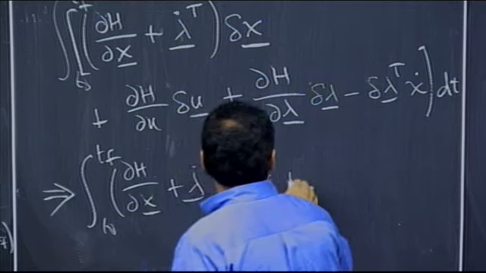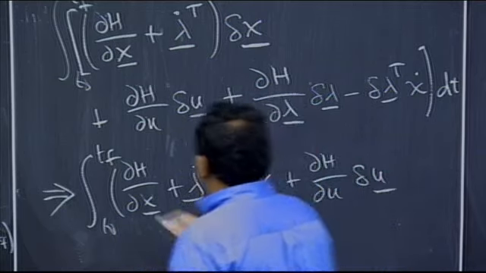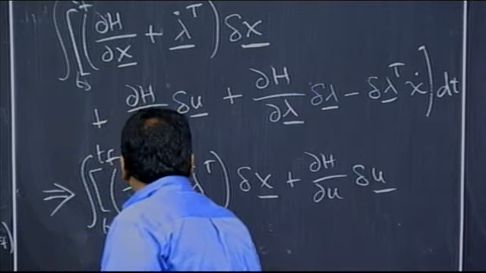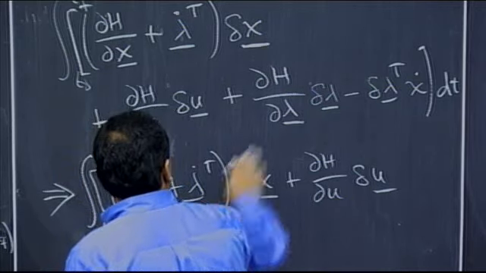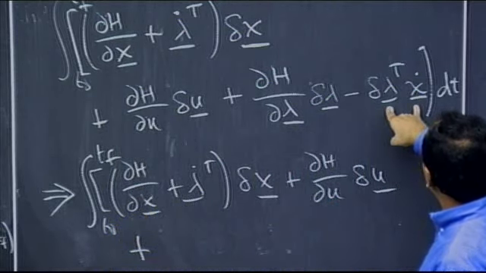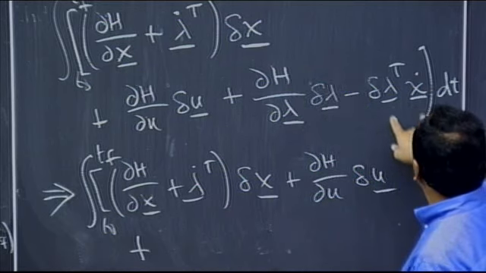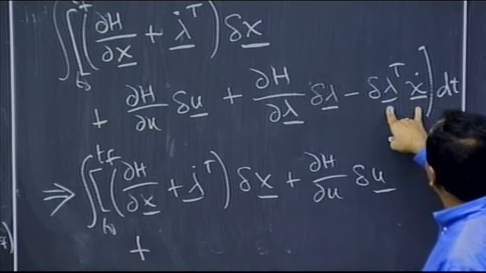And then you get plus the partial of h with respect to u times the variation in u. Now, if you look at the terms over here, you'll see that everything in here is a scalar. Partial of h with respect to lambda times variation in lambda is a scalar. But there's a variation in lambda transpose.